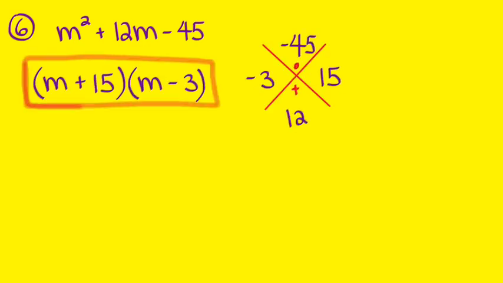All right, try this one. Pause the video. Let's see how you did. Did you get m plus 15 and m minus 3, because they multiply to be negative 45 but add to be a positive 12?